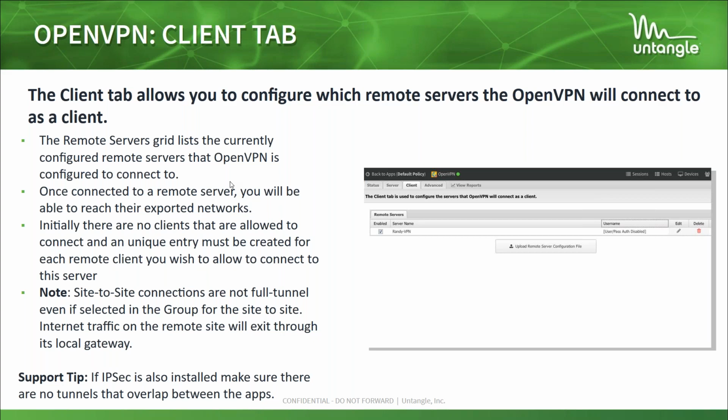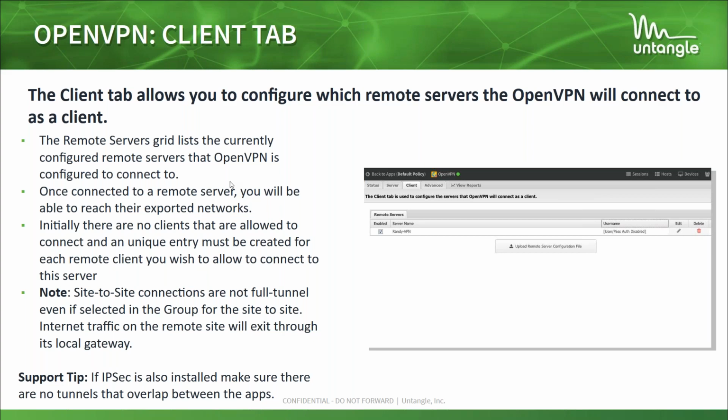The remote servers grid lists the currently active and configured remote servers that the OpenVPN is configured to connect to. Again, this is not the same as the clients in the server tab. This particular device is not acting as a server, it's acting as a client connecting to a server. Once you've connected to a remote server, you'll be able to reach their exported networks. Like I said before, as long as you have a subnet specified in exported networks on the server, the client should be able to access it.